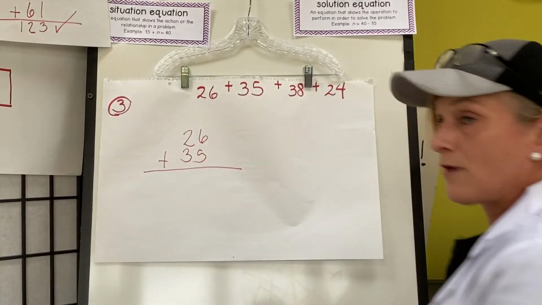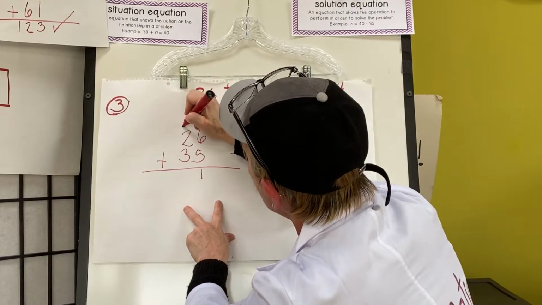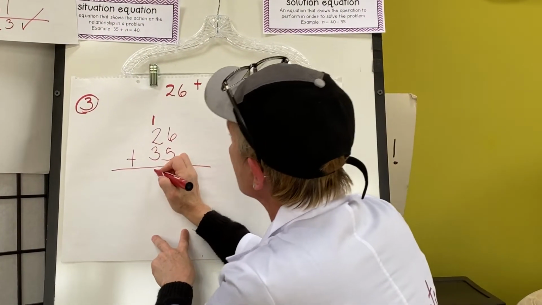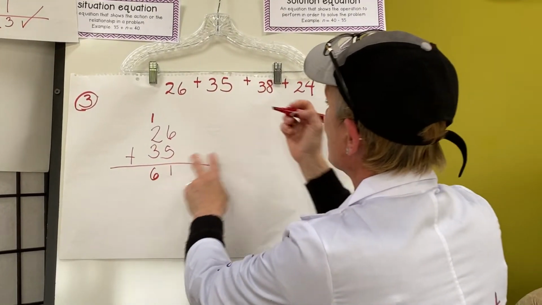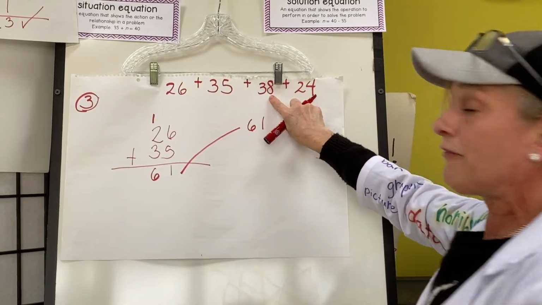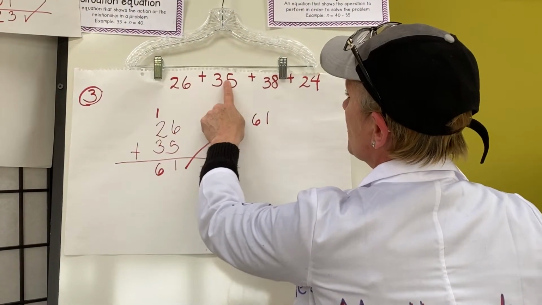35, right? We know 6 and 5 is an 11. We leave the extra 1, carry that 10. We add up our tens. We get 6 tens. Now I'm going to take that 61 and I'm going to put it right here and I'm going to add 38 to it. Yeah, because I already added these two.